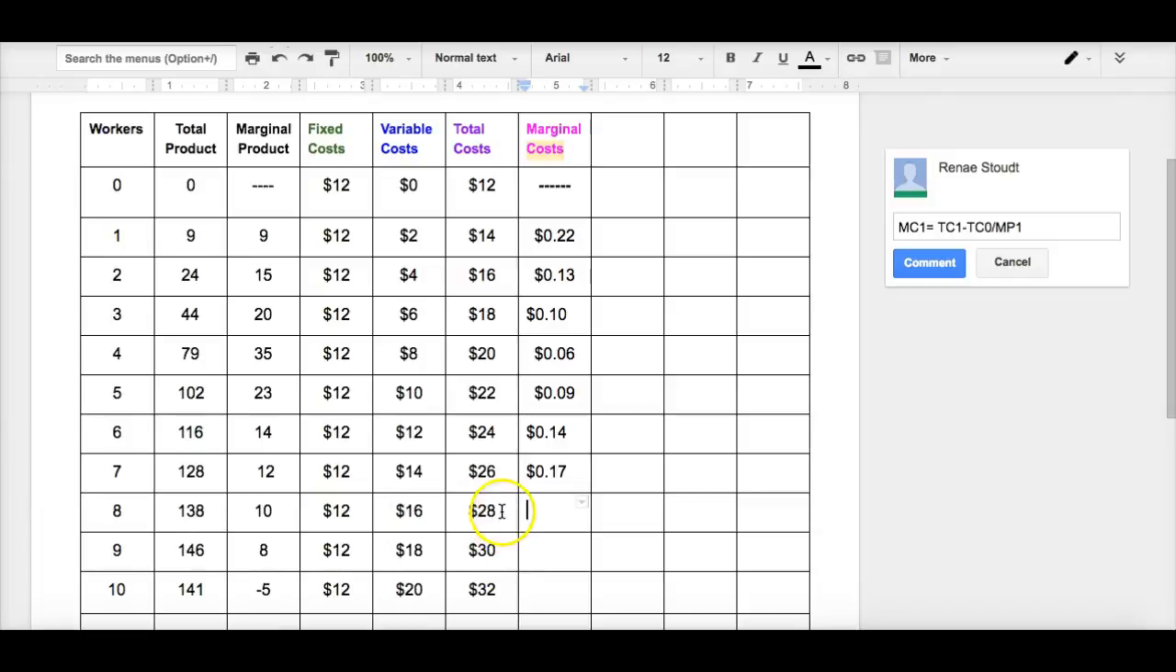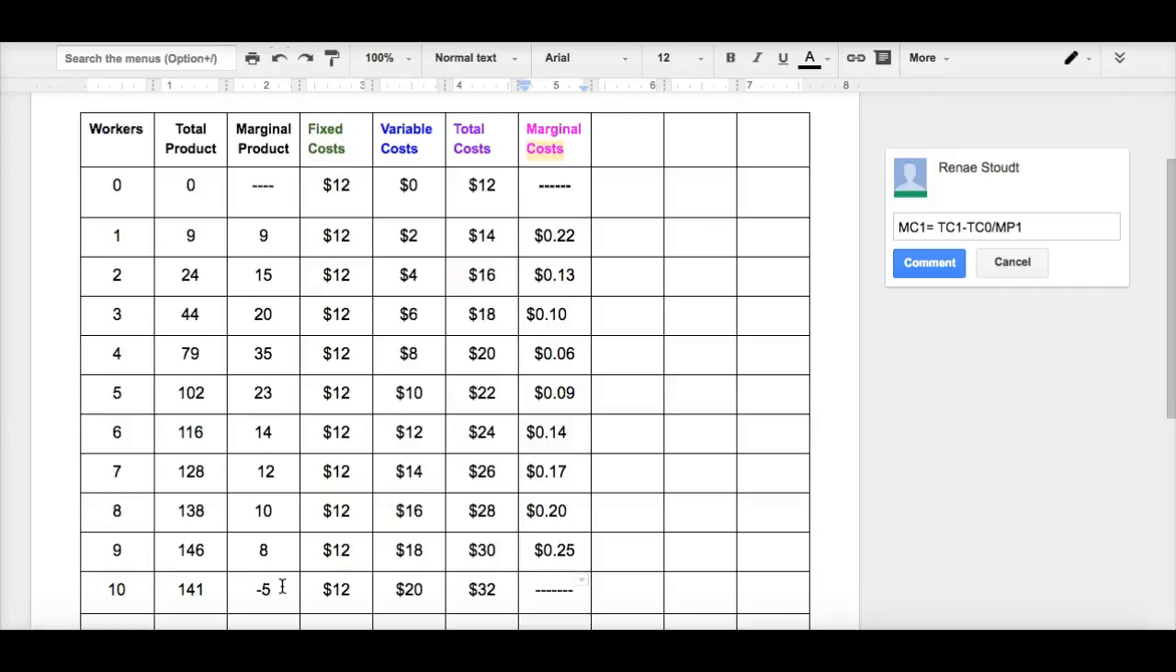At 8 workers, we're subtracting 28 minus 26, which is 2 divided by 10, and that'll give us 20 cents. For 9 workers, we're subtracting 30 minus 28, which is 2 divided by 8, which will give us 25 cents. The last one we can't do, so that's a line. The reason we can't do it is because we would divide by a negative marginal product. If we divide by a negative marginal product, that would give us a negative marginal cost, which I don't even know what that would mean. They pay us? I don't know.